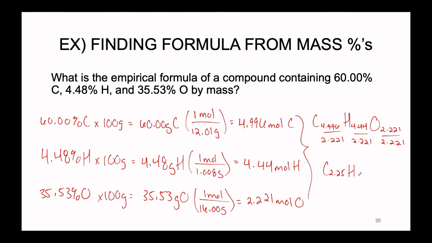The hydrogens will reduce down nicely though to 2, and the oxygen will obviously reduce nicely down to 1, since you're taking 2.221 and dividing it by itself. So what do we do with this carbon?